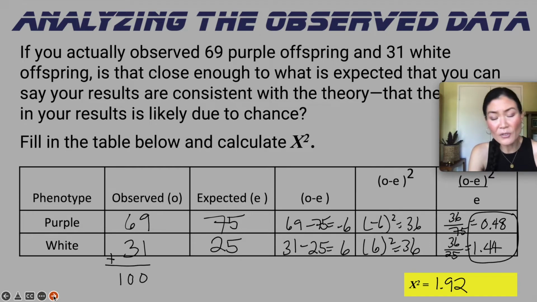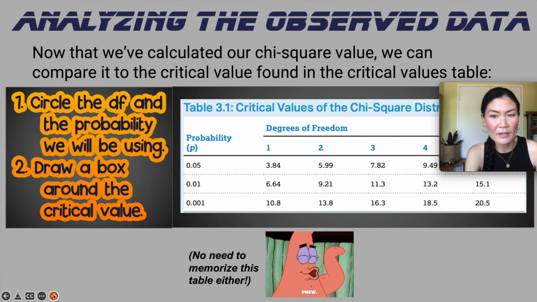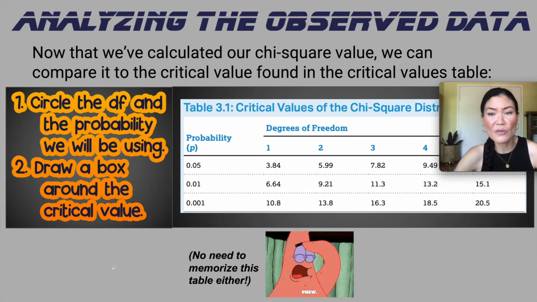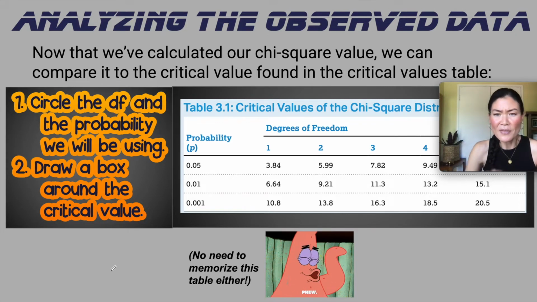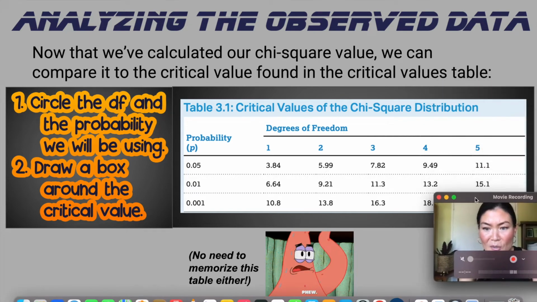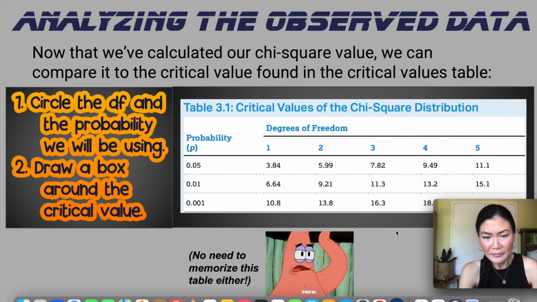What does that mean? We have to actually refer to the critical value table. Okay, this is our critical value table. Now that we've calculated our chi-square value, we can compare it to the critical value found in the critical value table. And this critical value table, you don't need to memorize either. It will be given to you on the AP exam.